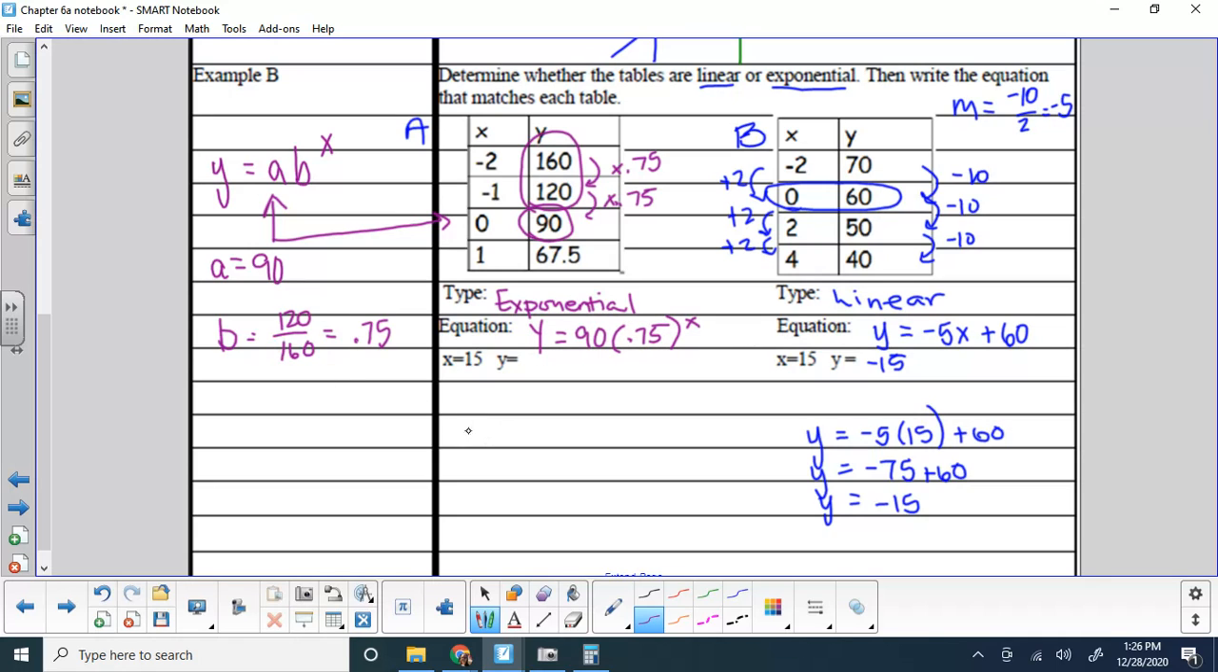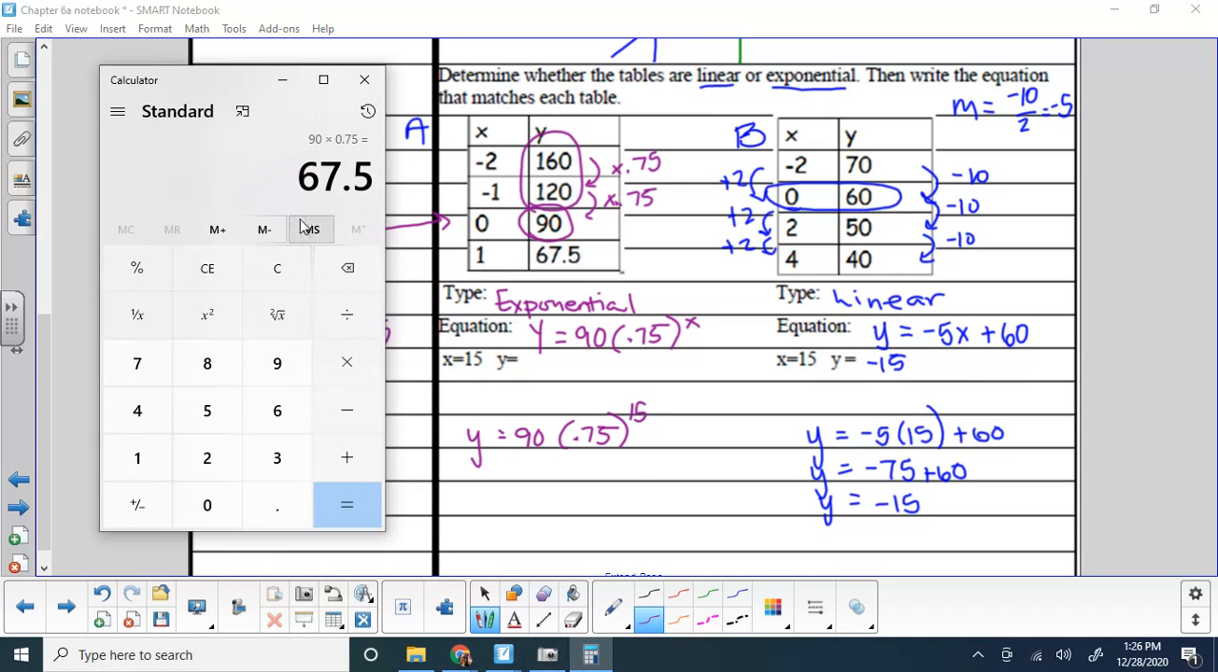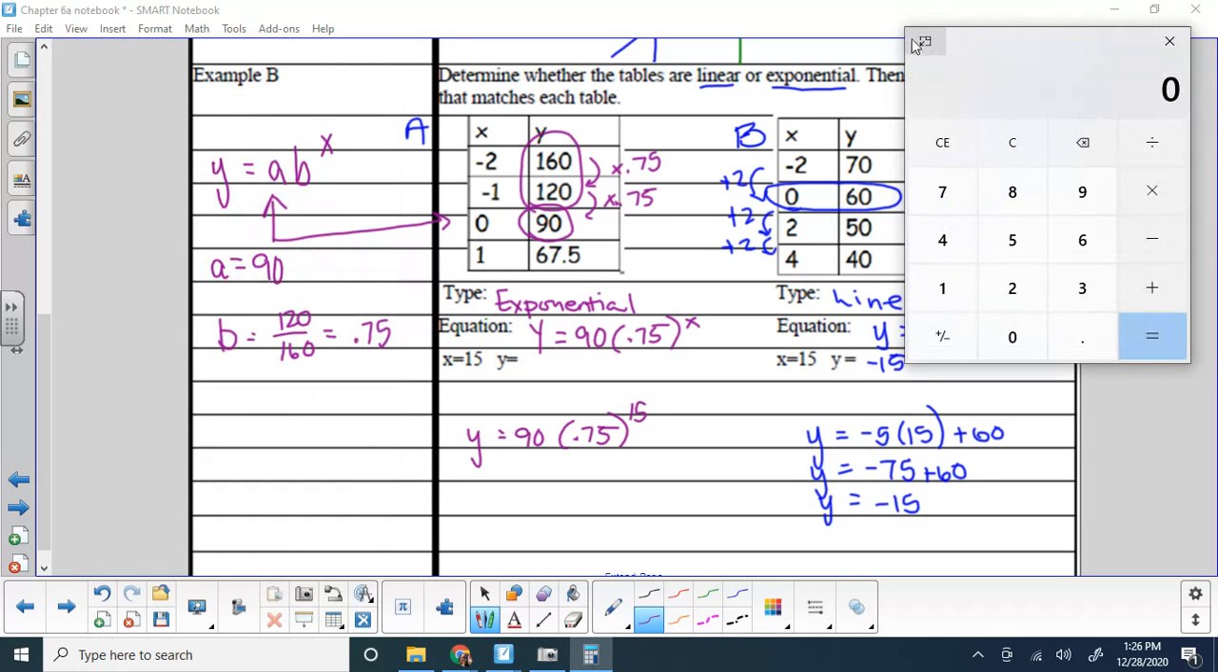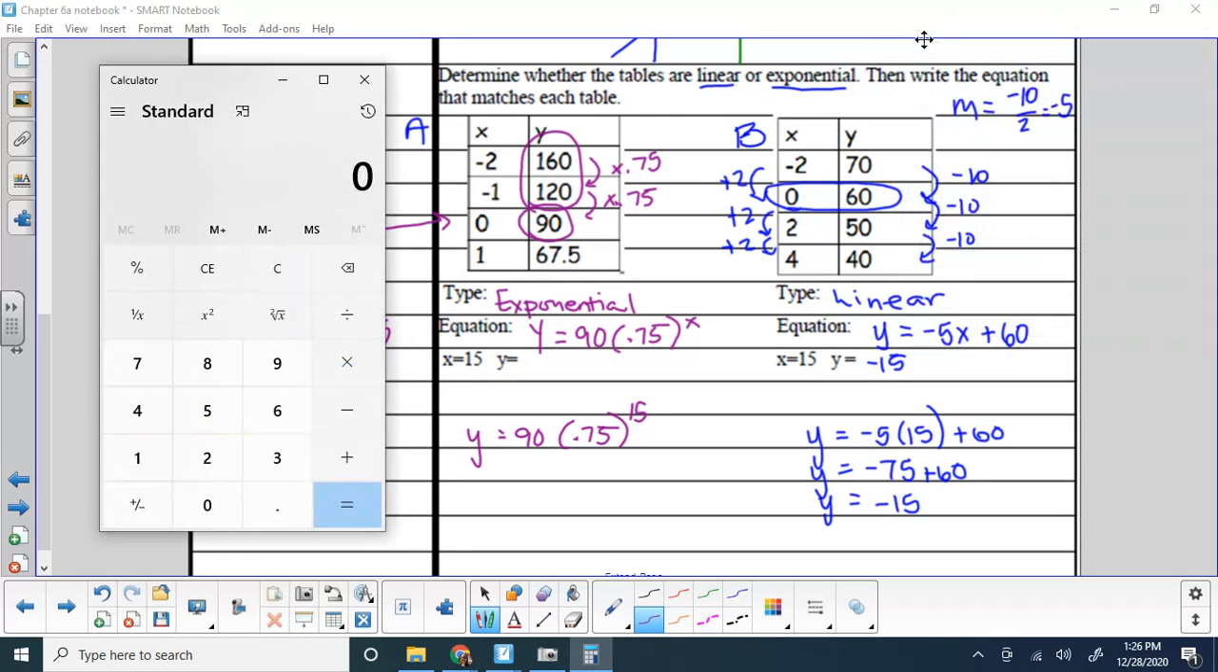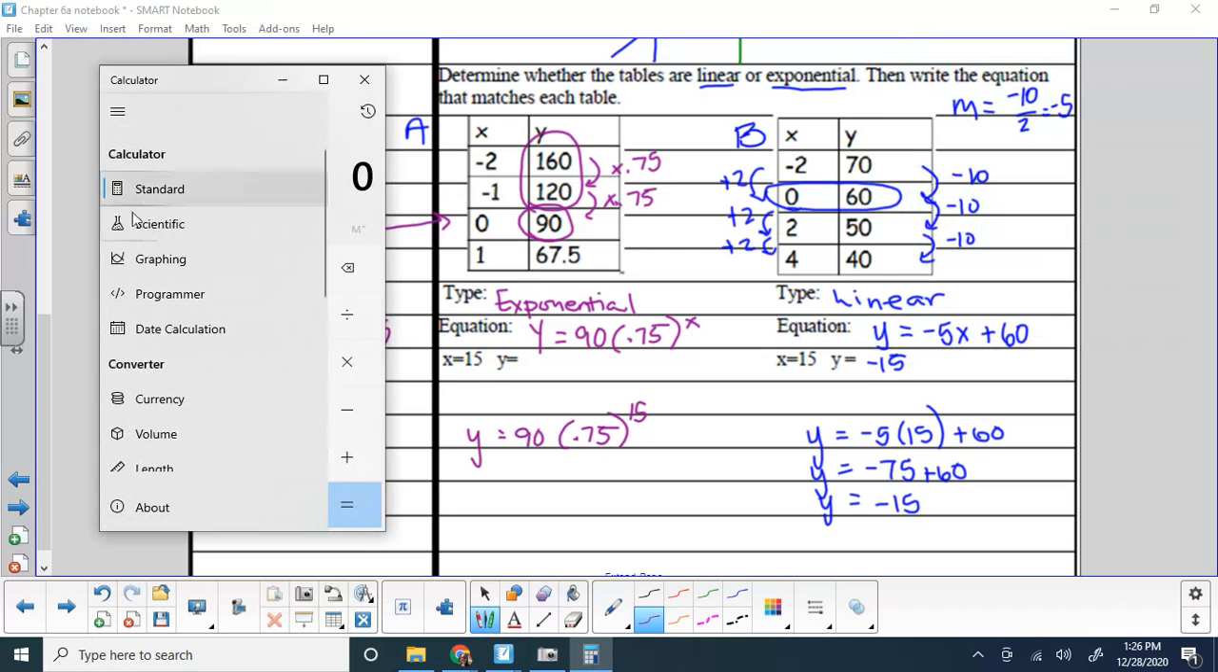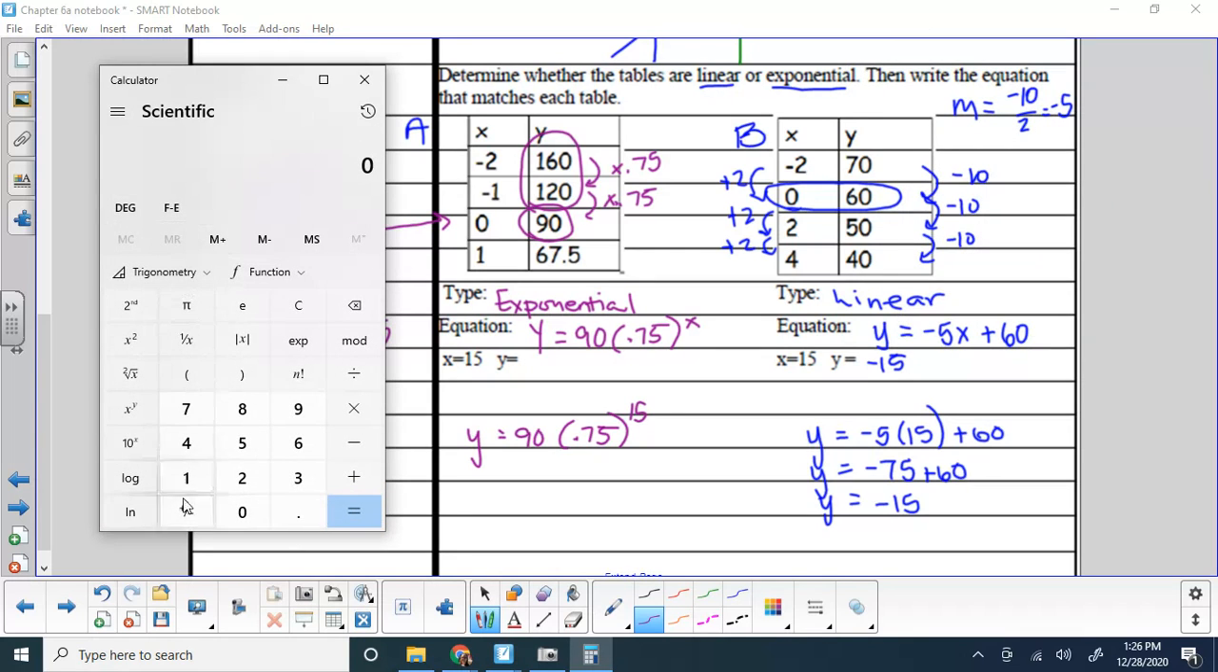Now it's time to evaluate. So we take y equals 90 times 0.75 to the power of 15 because x equaled 15. Now let's see if I can make this happen here. I don't think my basic calculator on my computer is going to do it. Let's see, can we switch it over? Nope. Still just stays pretty basic. Oh, let's do scientific. This should work.